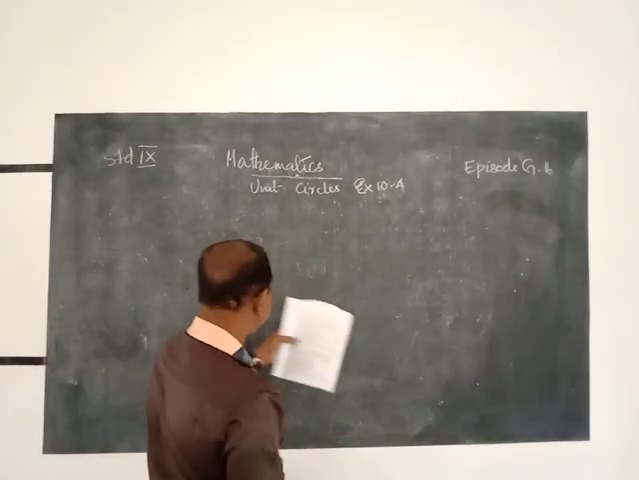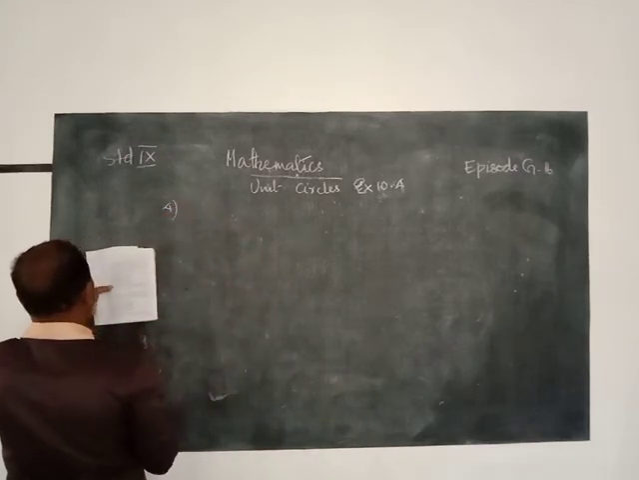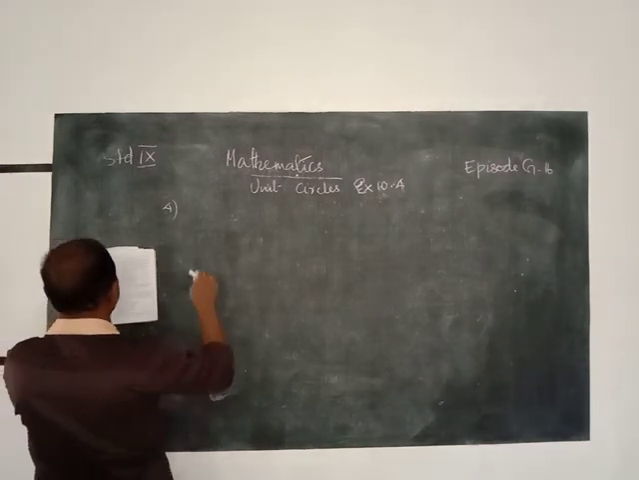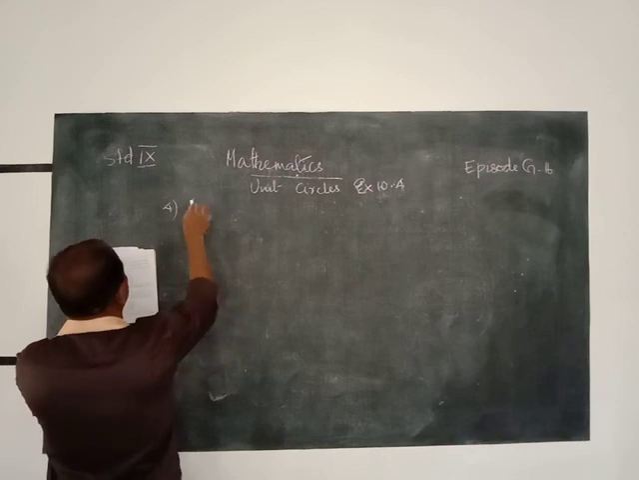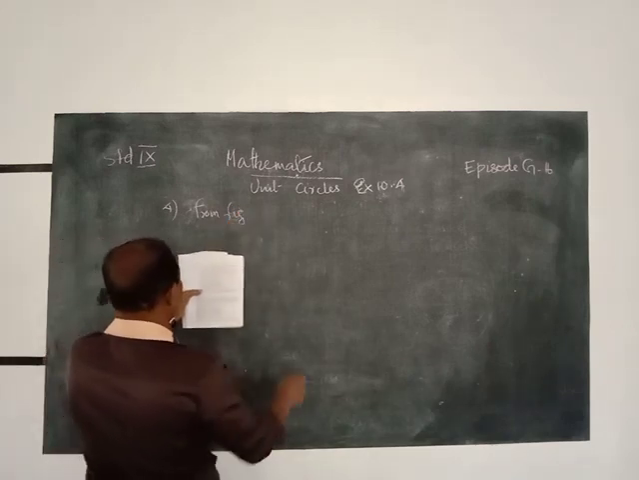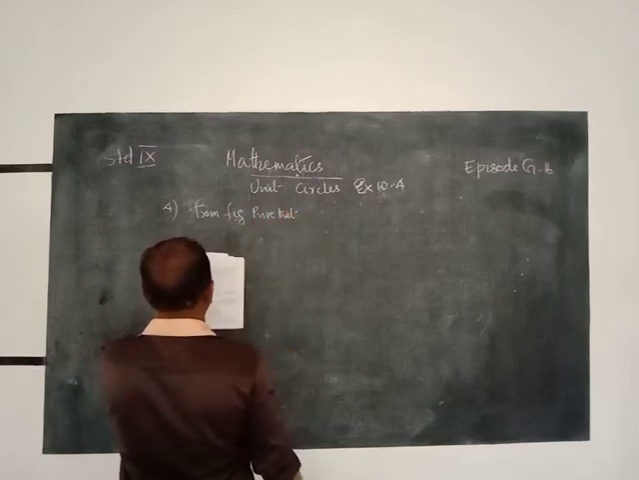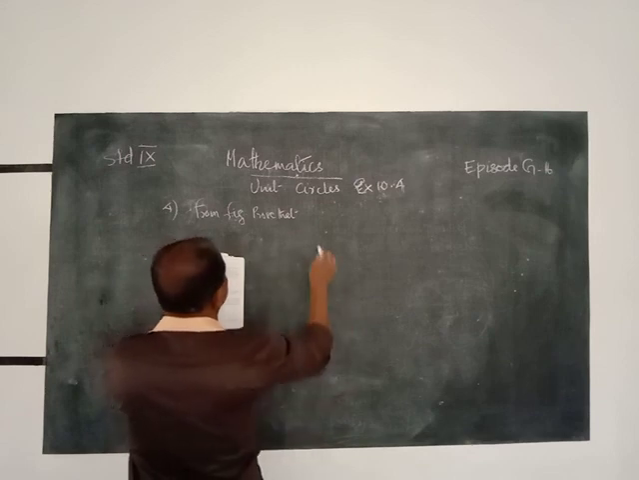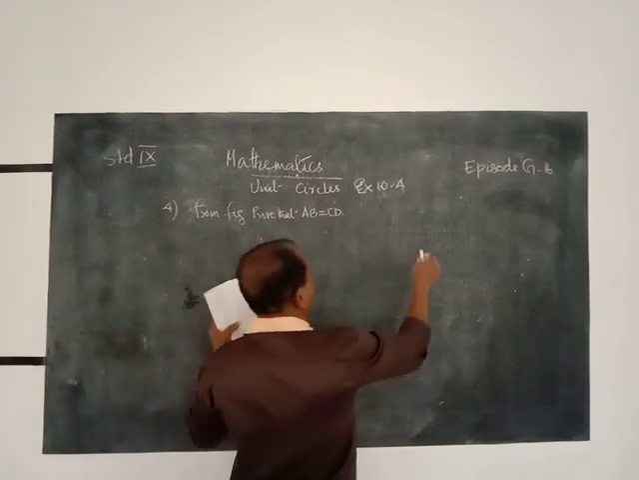Then question number 4. From the figure, prove that AB is equal to CD. Then draw the figure.